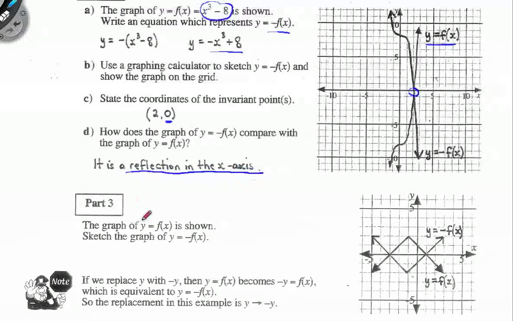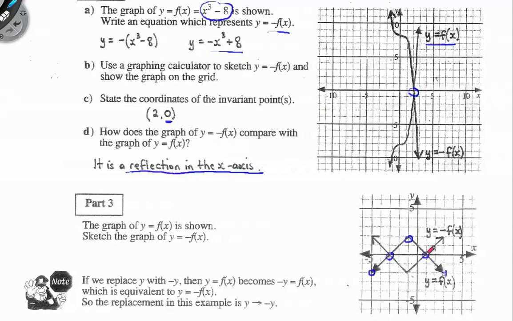Part 3, graph of y equals f of x is shown. Sketch the graph of negative f of x. So just based on the fact that the graph is going like this, we don't even need an equation. We can just take some points such as this, perhaps this one here, one down here, one down here, and reflect in the x-axis.